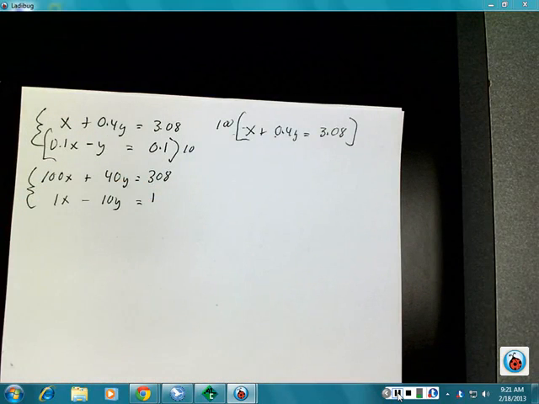We okay so far? Okay, so if I get rid of those decimals, I don't have them in there anymore. What letter do you want to get rid of? X's or Y's? Y's? Okay. Reason?